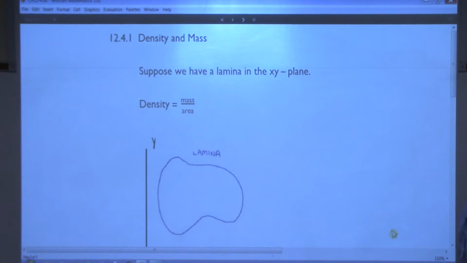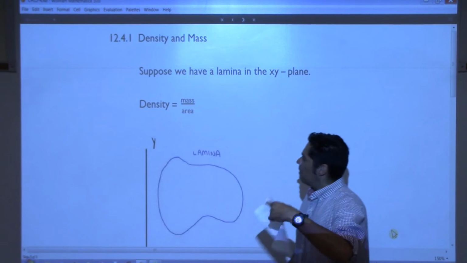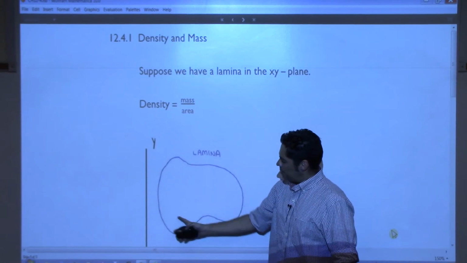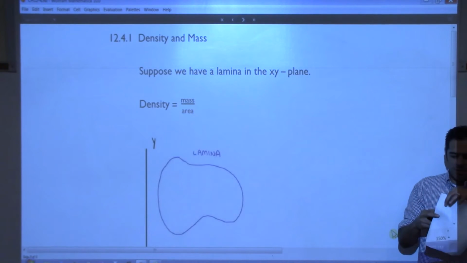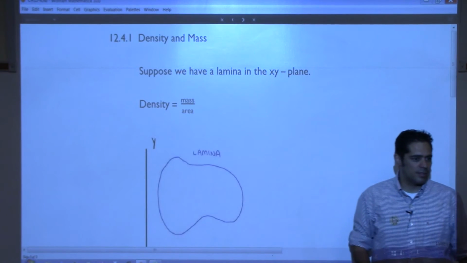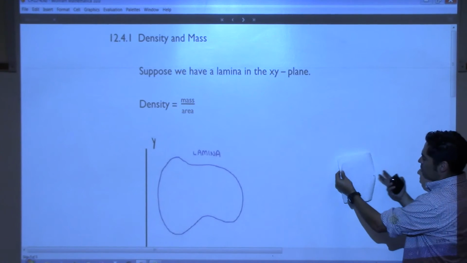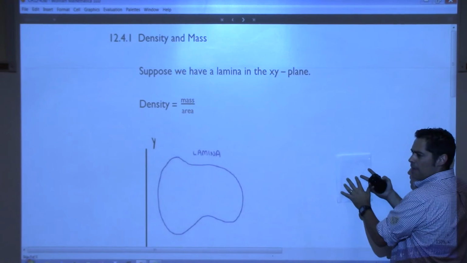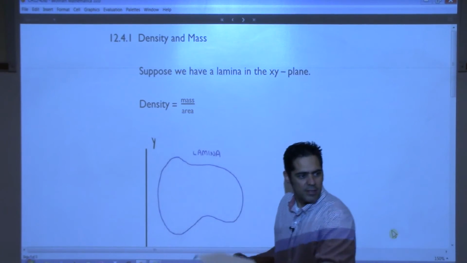Suppose you have a lamina. A lamina is like a two-dimensional sheet, a piece of paper. That's a lamina. All right? And it has some weird shape to it. And then the density at every point, right? Remember, density is mass divided by area in this case, because it's two-dimensional. So what you're trying to do is figure out what the density is at each point, and then you can ask questions like, well, what's the mass of this thing? Okay, what is its mass?